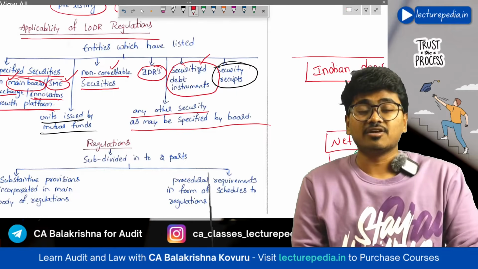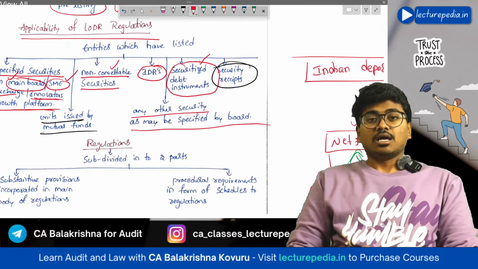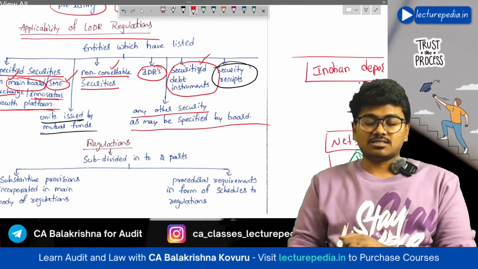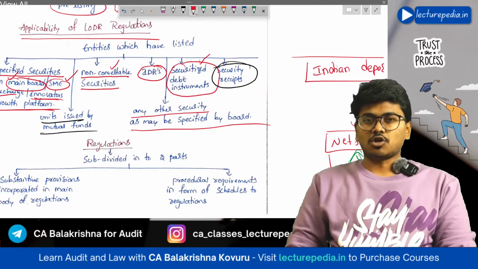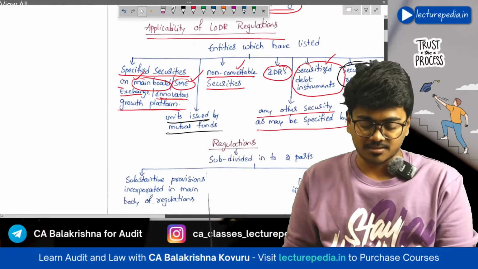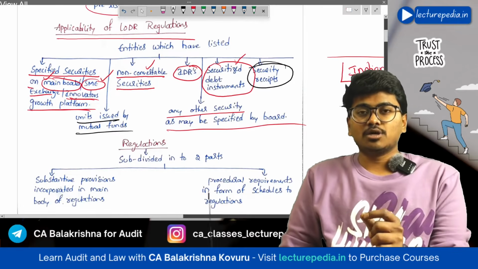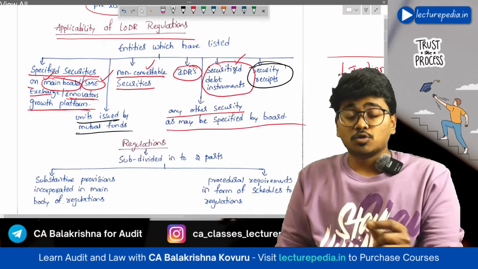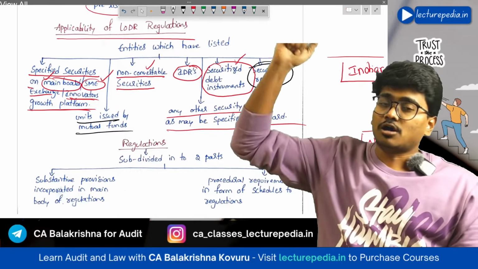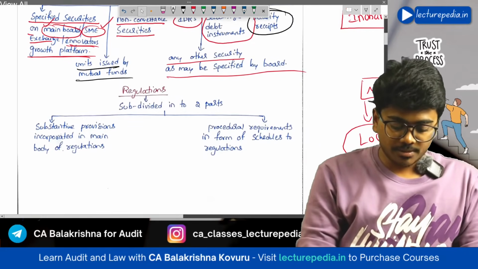Okay, in future, if SEBI specifies any other security, then also you need to comply with LODR regulations if you have listed such type of security on the stock exchange. Okay, this is the applicability of LODR regulations. So to put it shortly, LODR regulations are applicable to those entities which have listed these types of securities on the stock exchange.